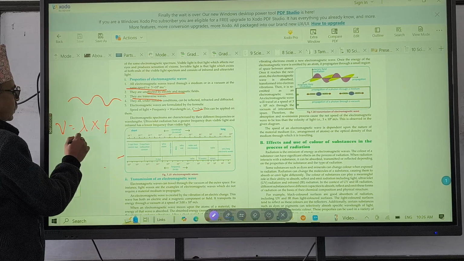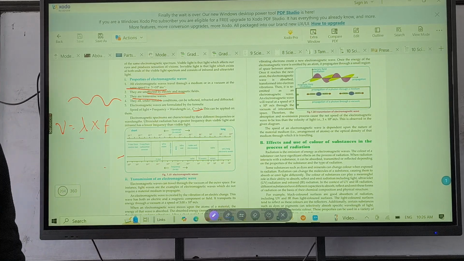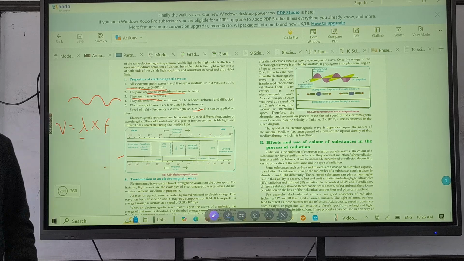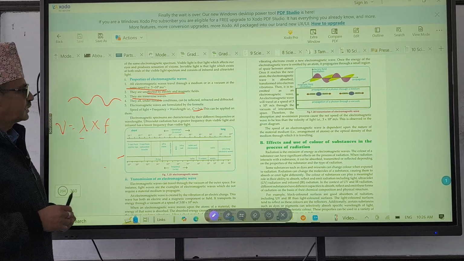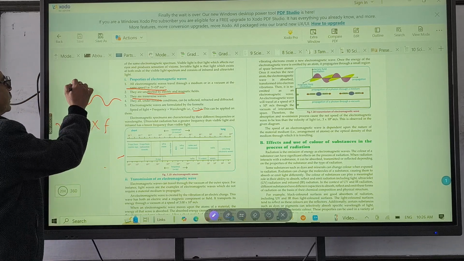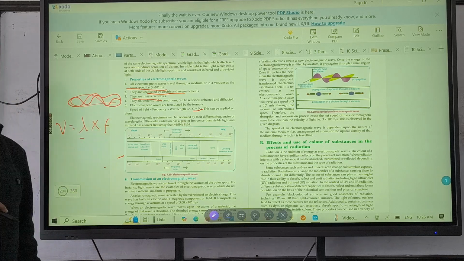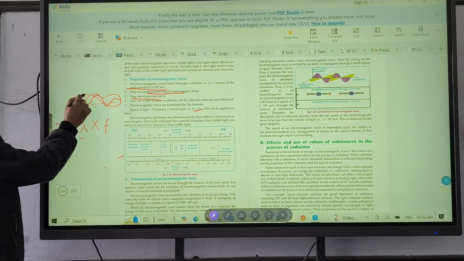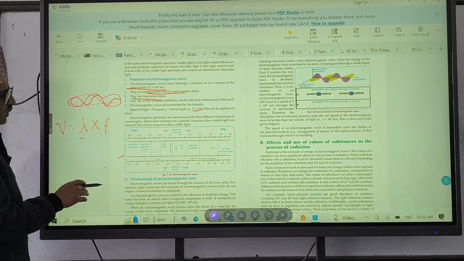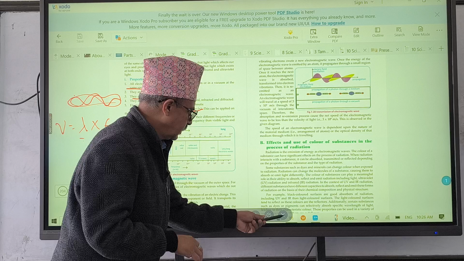Lambda means wavelength. What is that? Wavelength. What is f? Frequency. So remember, how many such cycles are made in 1 second? That is frequency. And the distance between two crests or two troughs, that is called wavelength.